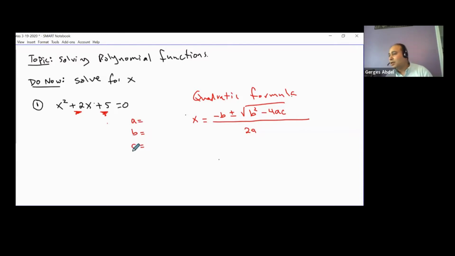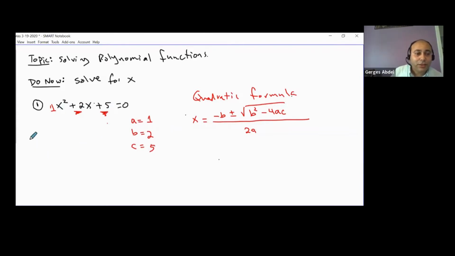All right, in the chat box, what is a? Come on, quickly. All right, Kaylee, 1. Okay, the x squared is not a. X squared is the first term. So a is the coefficient right here, which is 1. All right, what is b? All right, it should be 2. Okay, perfect. All right, how about c? It's supposed to be 5. So this is a, b, and c.